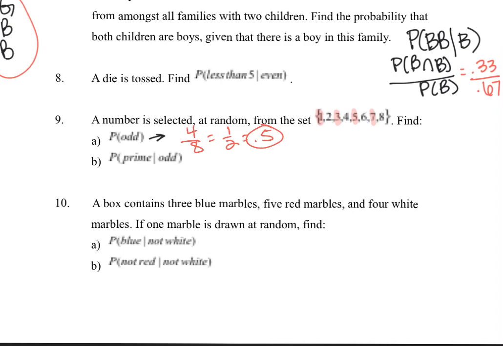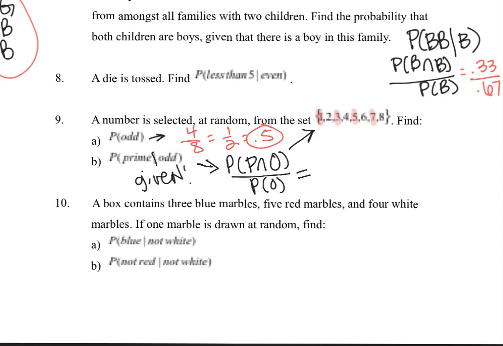Now the next one is different because now it has this little line here. Remember, this line means given. So now you're going to do your formula. It says find the probability that your number is prime given that it is odd. So this formula is going to be probability of prime and odd over probability of odd. So we're going to look back up here. Okay, so it has to be prime and odd.